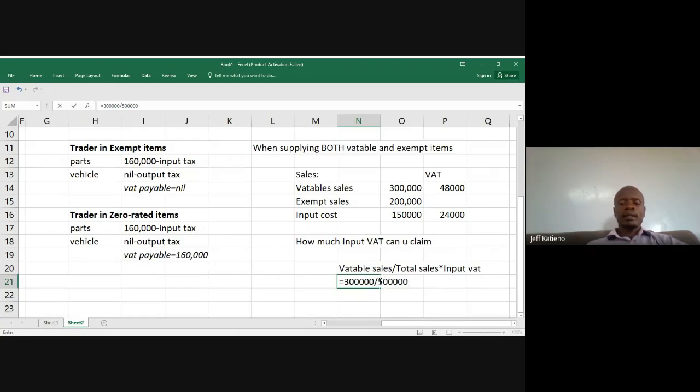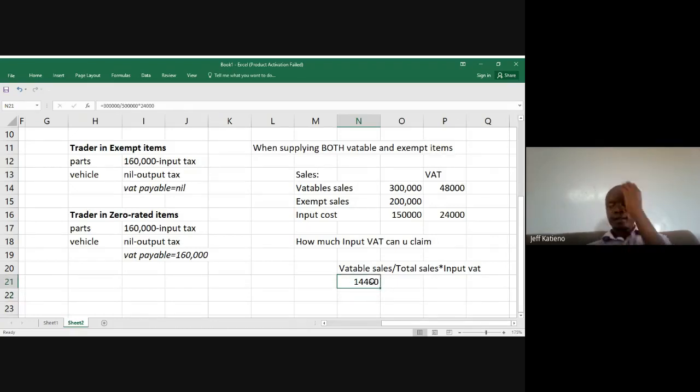500,000 times VAT, which is 24,000. So this is the formula. So you will claim 14,400.